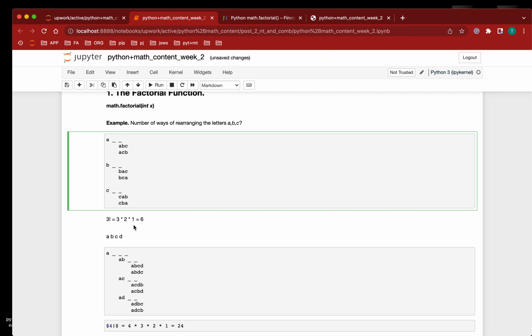Well, there are 3 branches first, and then there are 2 branches, and then there is 1 branch. And then there are the rearrangements. So it's 3 times 2 times 1, which gives you 6.